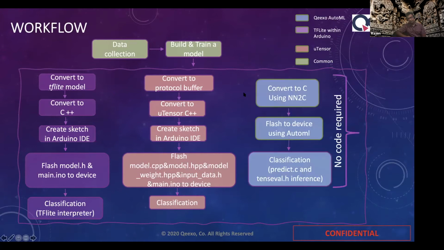When we want to do the same thing using Qeexo's AutoML platform, we convert these models to C using the NN to C utility, and then flash to the device using AutoML, and then the flashed binary does the classification using the predict.c file and then the tenseval.h inference engine. I'll be explaining what the predict.c file and the tenseval.h inference engine are, but in this particular framework, these are just the steps of the framework. Absolutely no code is required in order to flash these models on the target.